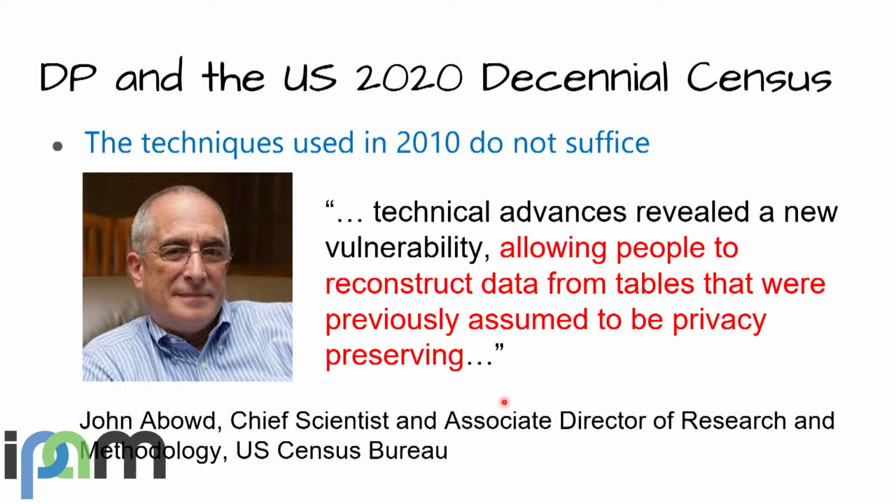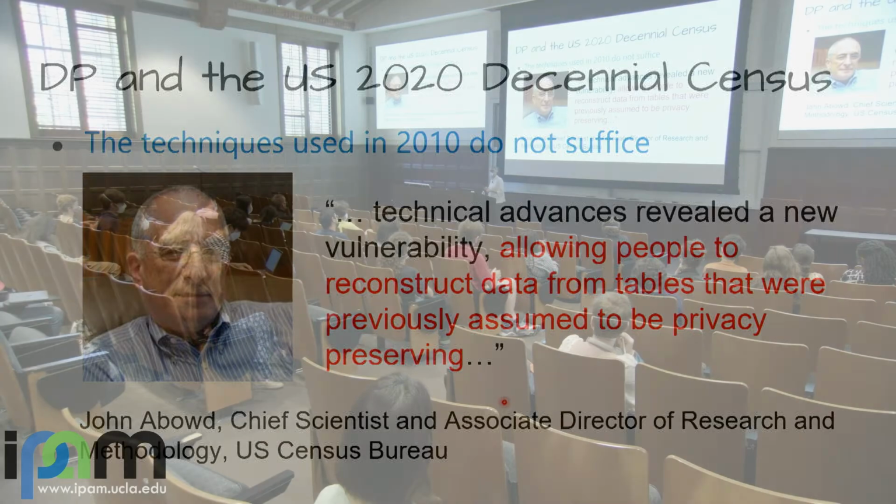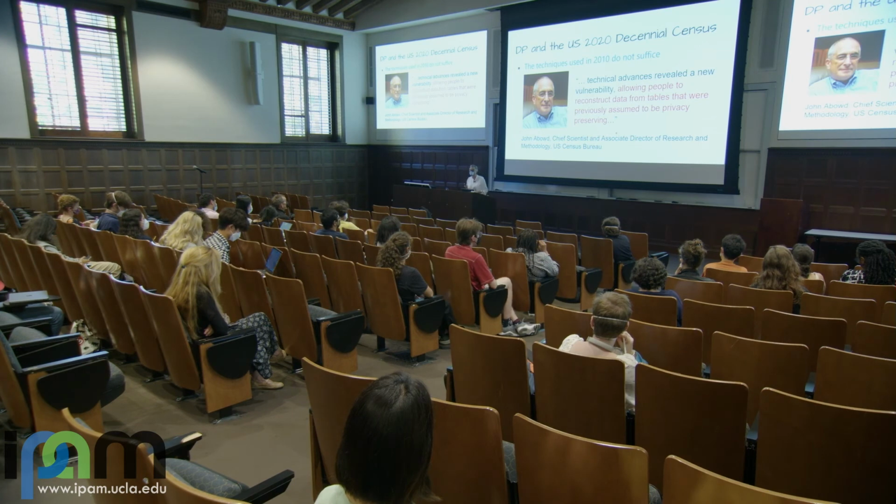Bureau. And Abowd wrote that they had discovered, based on their own testing, that it in turn was based on those reconstruction techniques from the fundamental law of Reconstruction, that the techniques that were used to ensure privacy in the 2010 census no longer suffice. What changed? I would say 3 things changed.